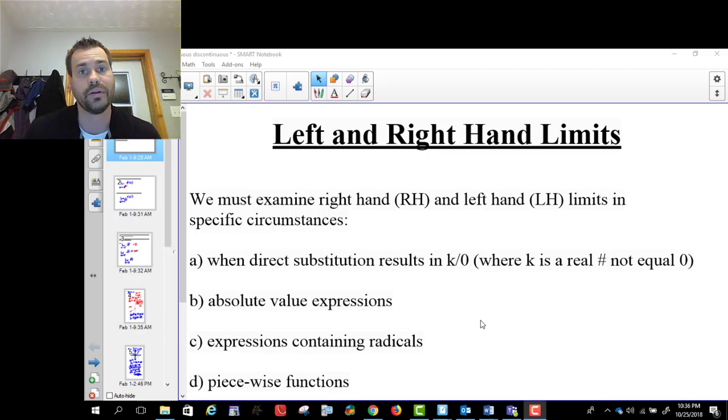We have been talking about limits, and I've talked to the concept of what a limit is, and I've spoken to the concept of what an infinite limit is and how to deal with that.